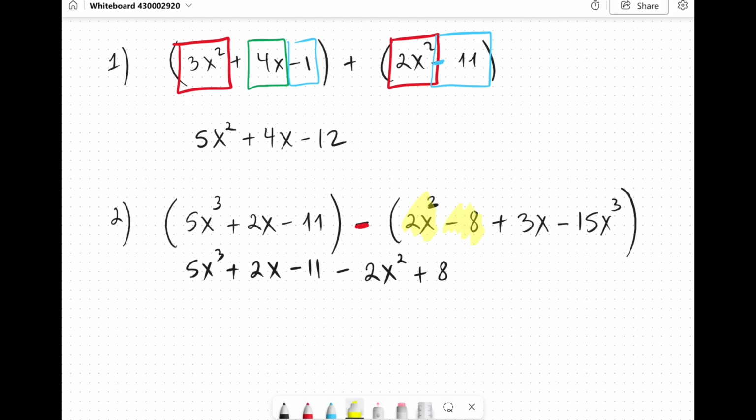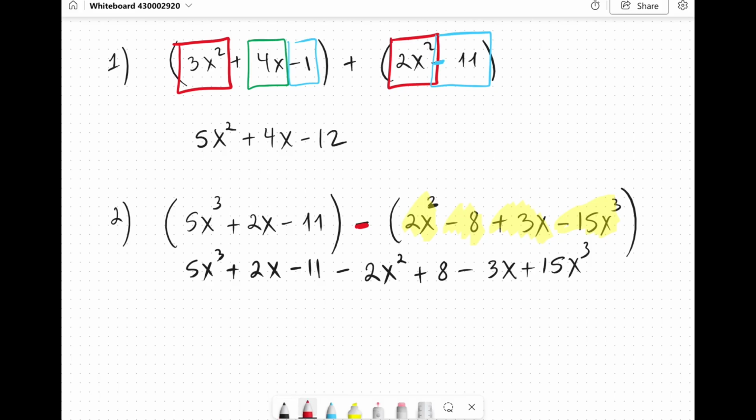The next one was +3x, we'll make it a -3x. And finally, a -15x to the third will become a +15x to the third. Now, once you rewrite it, you avoid the issue of not getting the correct signs at the end. We can collect like terms now.